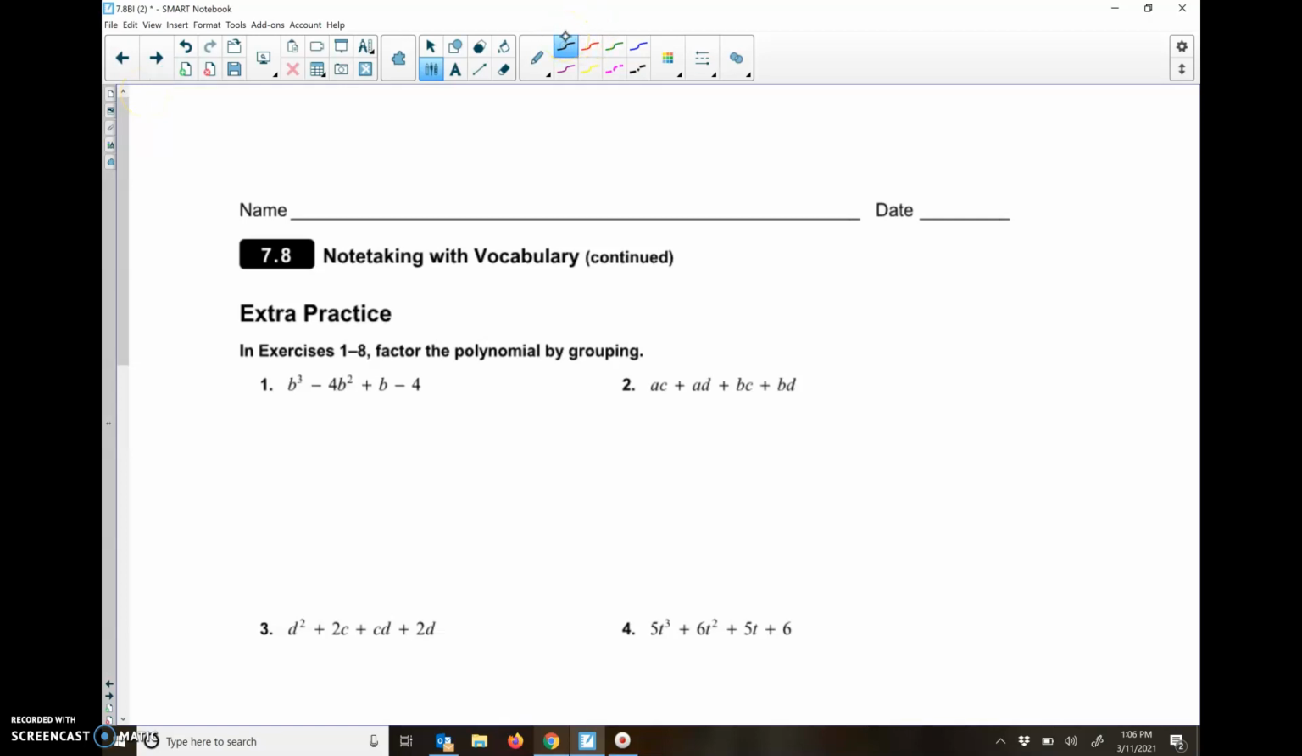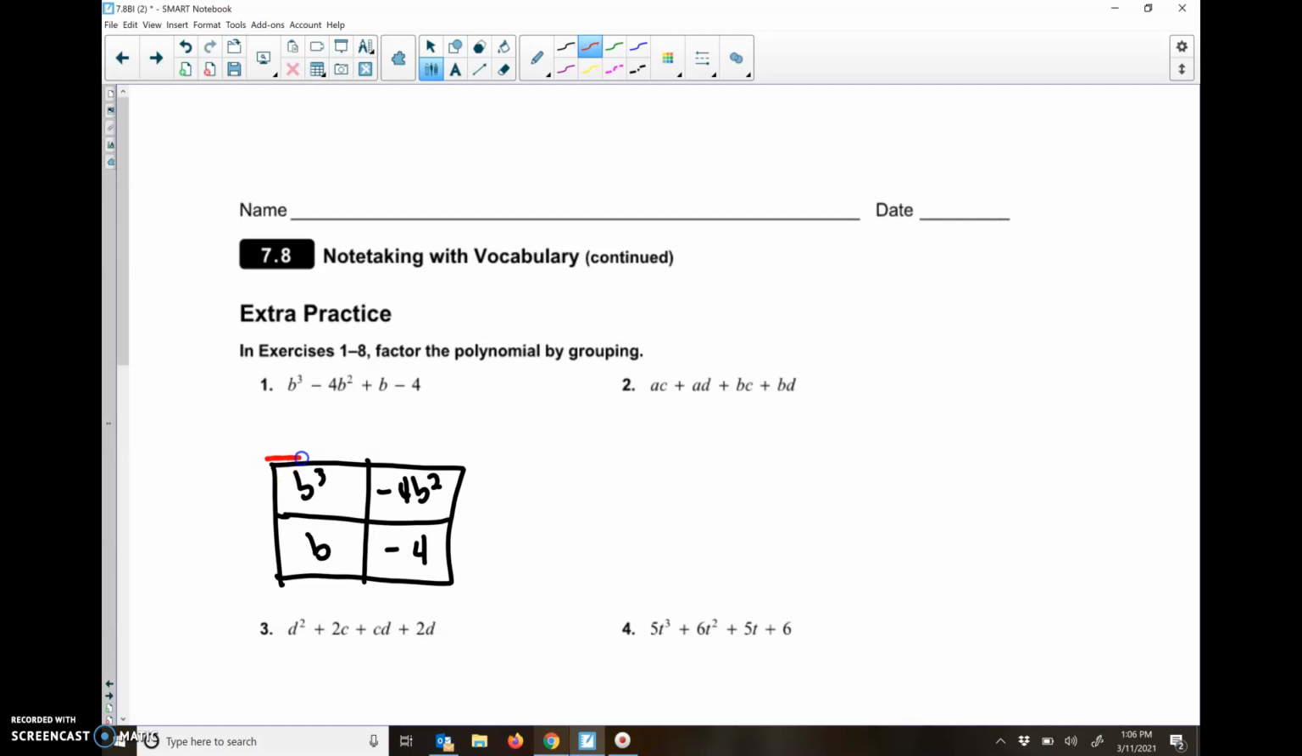But really, if you just make a Punnett square here and put what's in the question on the inside, it doesn't end up being that bad. So I'm just going to write what's on the inside there. So there's my b to the third, there's my minus 4b squared, there's my plus b, and there's my negative 4. And now we're kind of going to play like Battleship, kind of look and see where they meet.